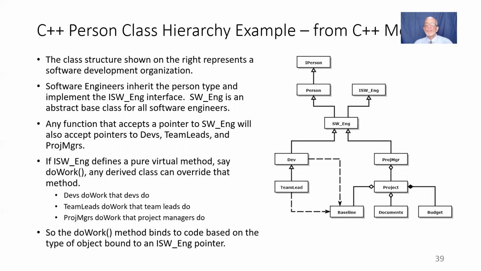So this is a little example of a tool that might be tracking stuff going on in a software development organization. We have people, properties of person. We have an interface for things that software engineers do. And this was a C++ abstract class. And here I have concrete types: developer, project manager, team lead, and so on.